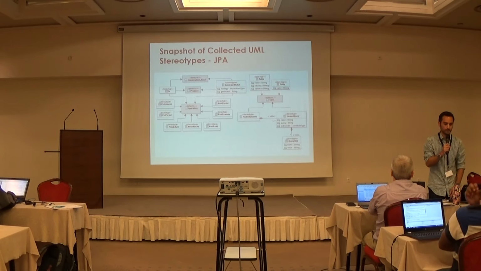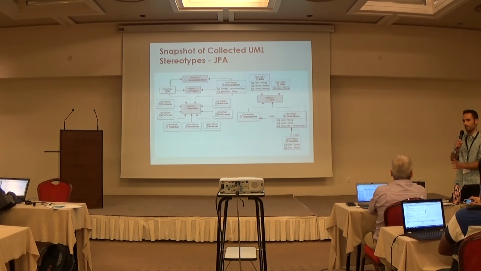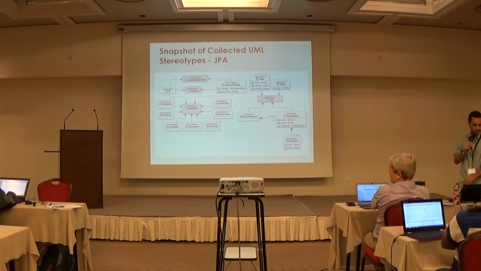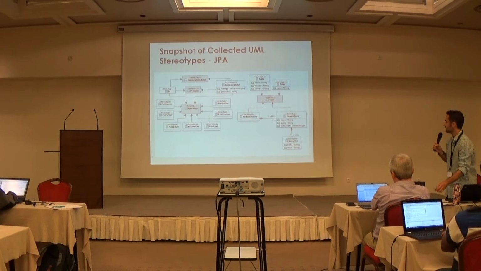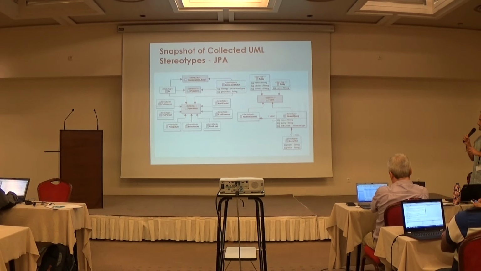Well, and this is a graphical snapshot of the JPA profile that has been discovered. Okay, you can see there several stereotypes which are extending the meta-class operation here of the UML meta-meta model. Or here some stereotypes that extend the meta-class type. So the entity one that I have shown is here.